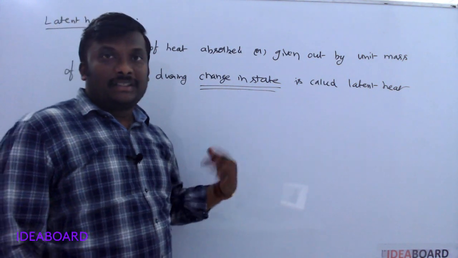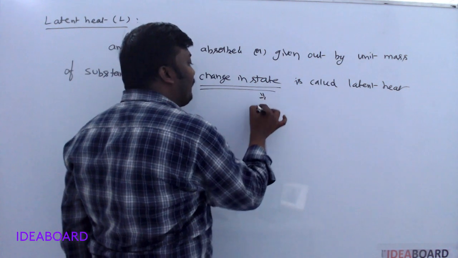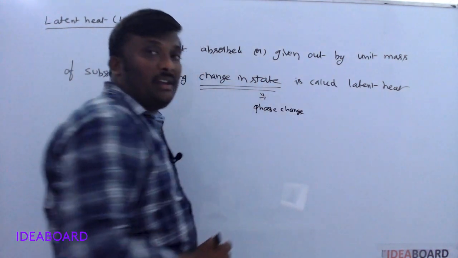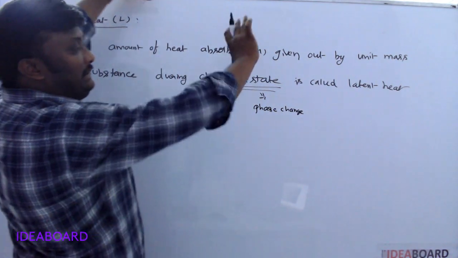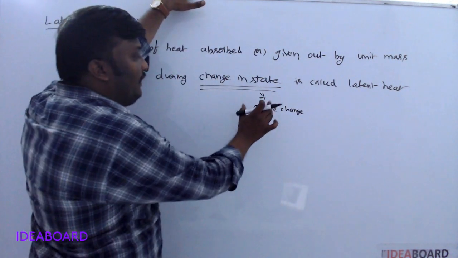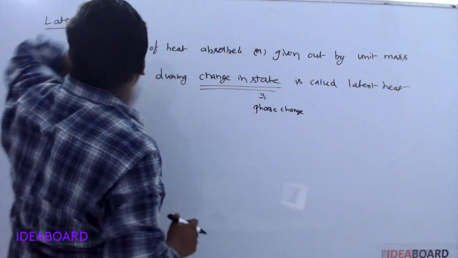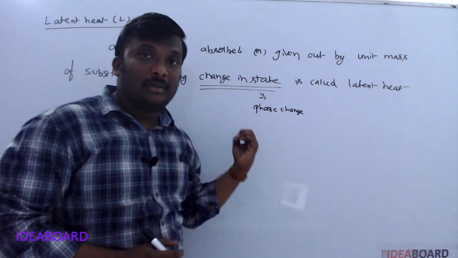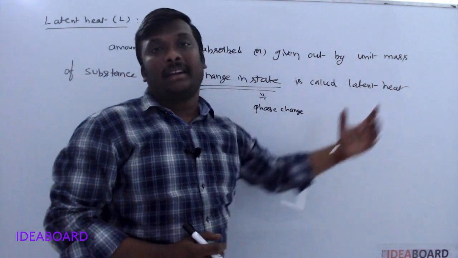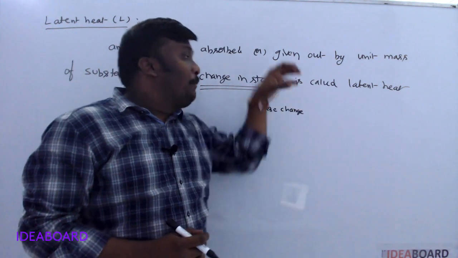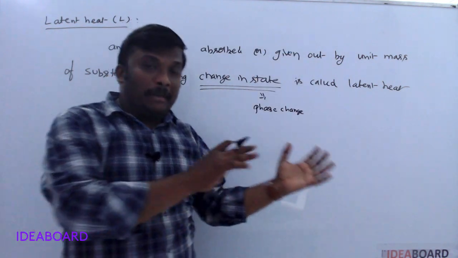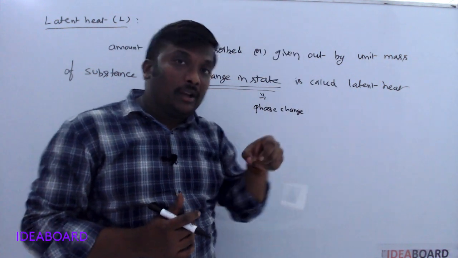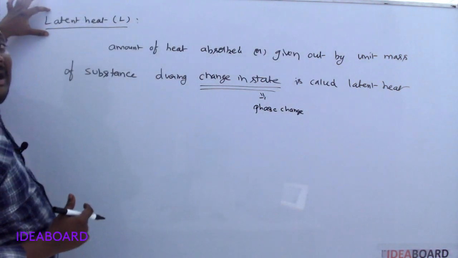State change is nothing but another word we use, phase change. Whenever the system changes from one phase to another phase, only then does the word latent heat come in. Sometimes heat may be absorbed, sometimes heat may be liberated. At that particular temperature it may absorb or liberate heat, and at that particular value only we use the word latent heat.